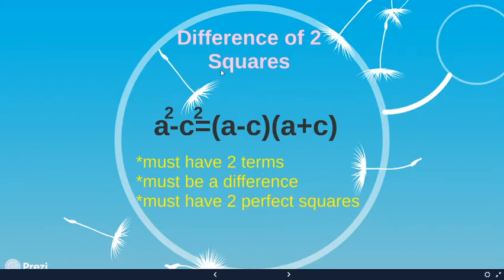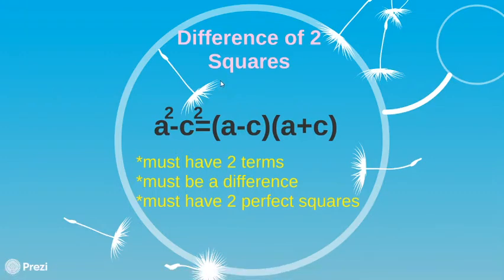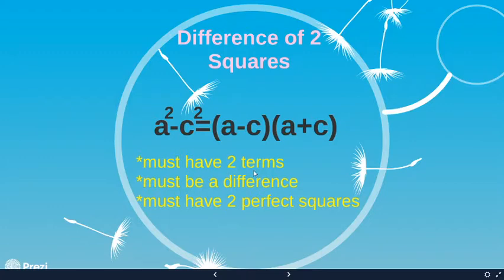They have to be a number that you can multiply two numbers together to get that number. So essentially, you should be able to square root each of these numbers because they're perfect squares. Okay, so you must have two terms, you must have a difference, and you must have two perfect squares that eventually we're going to be square rooting.